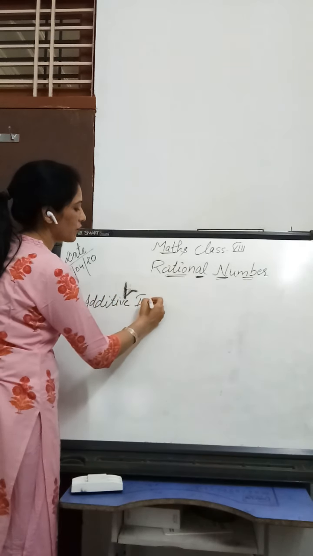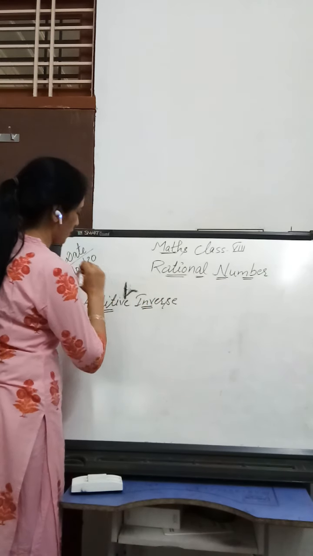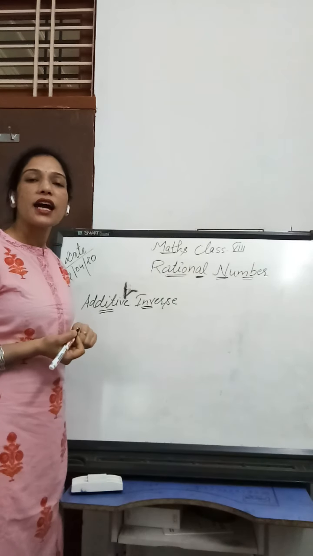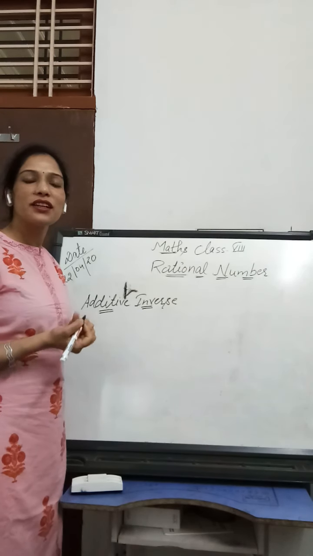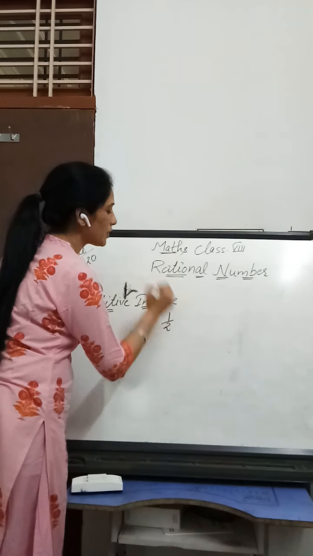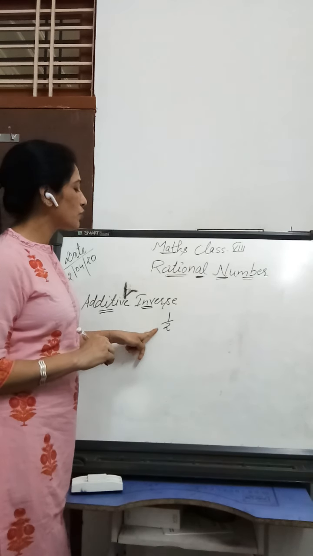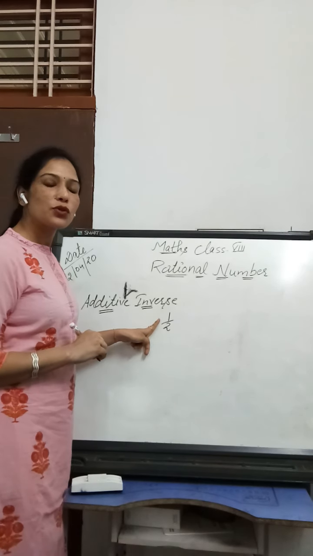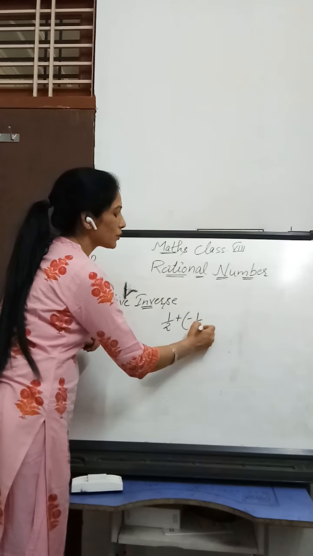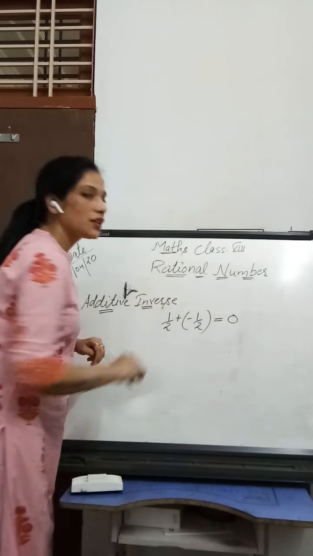Additive inverse. In additive inverse, we will add any two rational number and answer should be additive identity. What is additive identity? 0. Means when I add any two rational number, answer should be 0. Here I write 1 upon 2 and which number I have to add with 1 upon 2 for finding 0? I will write over here the opposite of 1 upon 2, that is minus 1 upon 2. Clear? And answer will be 0.